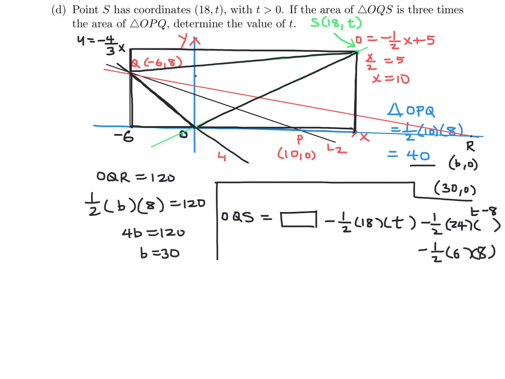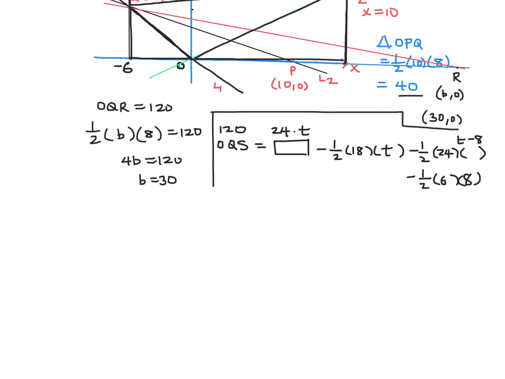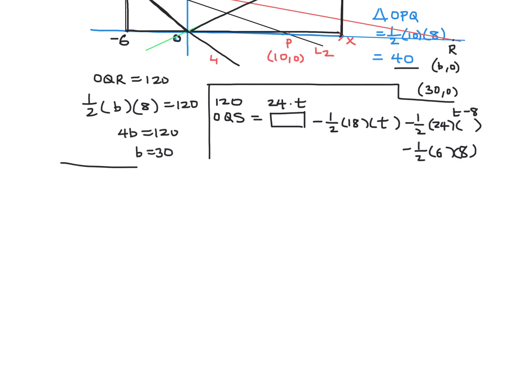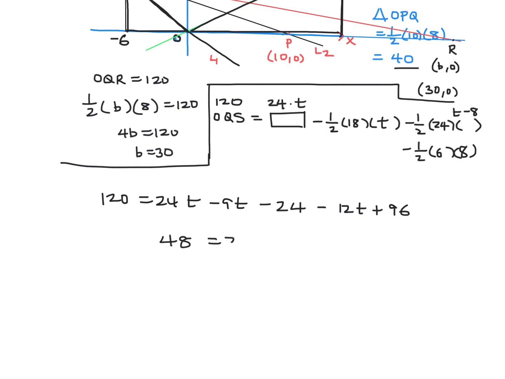So there you go. That's the algebra. Oh, I forgot, the full rectangle would be 24 times t. And then we want OQS to be 3 times, so that's going to be 120. So we got all the math, and let's see if we can solve this algebra to figure out what t is. So we got 120 is 24t minus 9t minus 24, and then minus 12t plus 96. And when you do all this, you get 48 is equal to 3t, and therefore t is equal to 16. And there you have it.